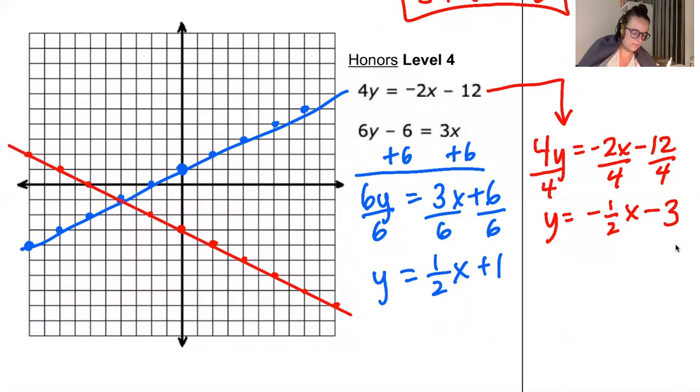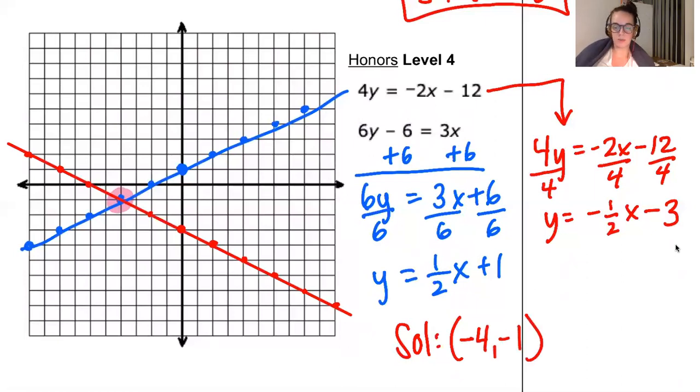better this time. It'll be a little bit harder to see, but I know for sure that we overlapped at this point here, which is at -4, -1. So not too much more challenging, except we had to simplify some fractions. So you guys should be good to go for my honors students.